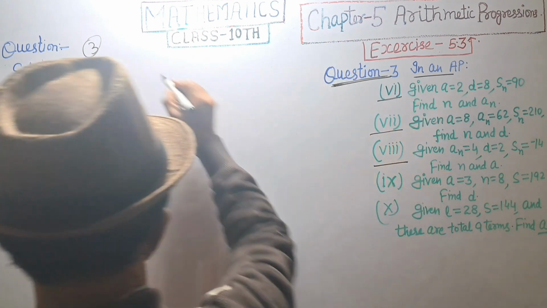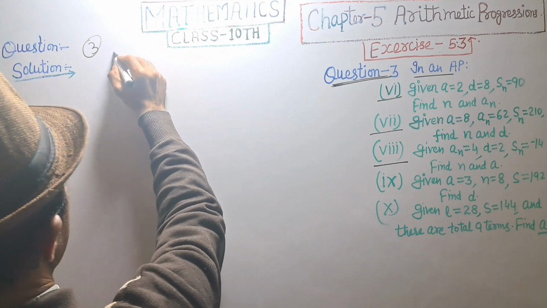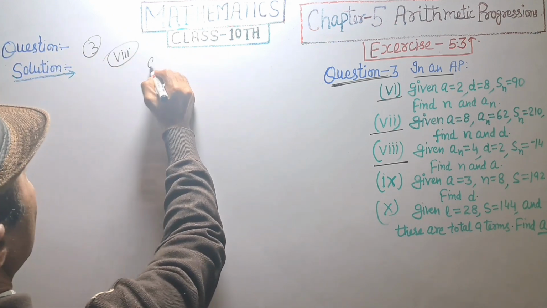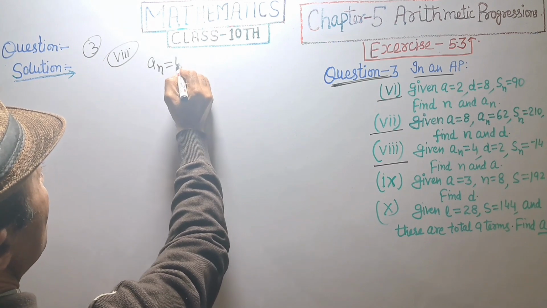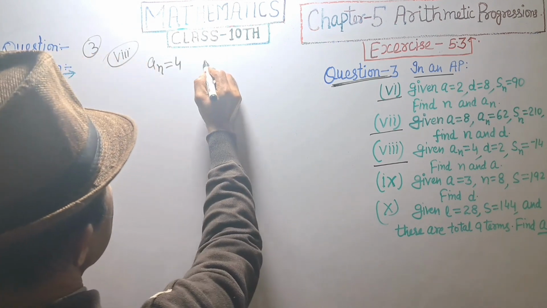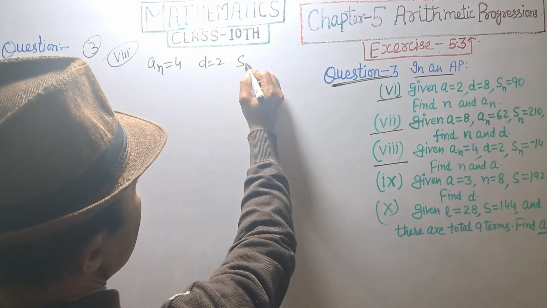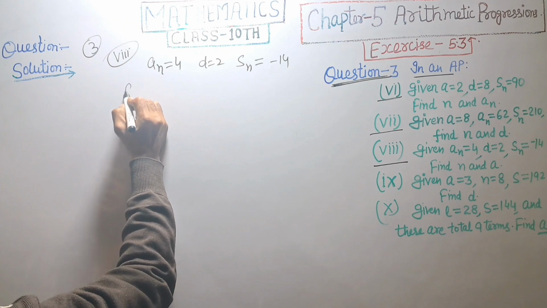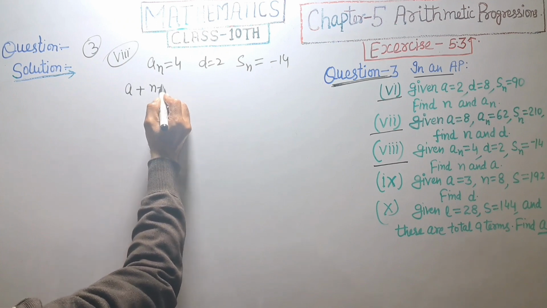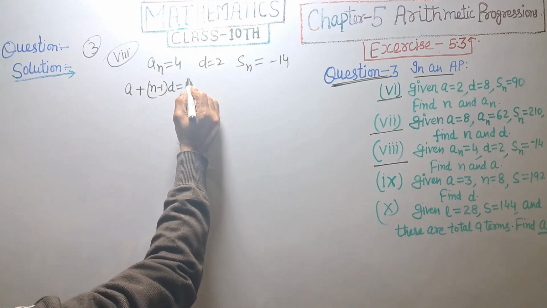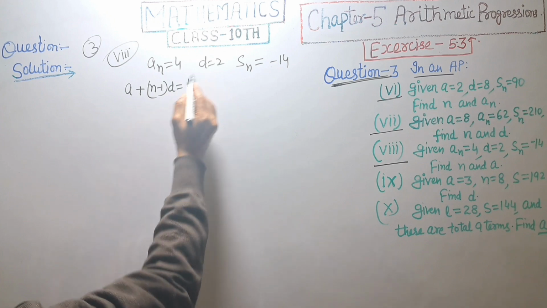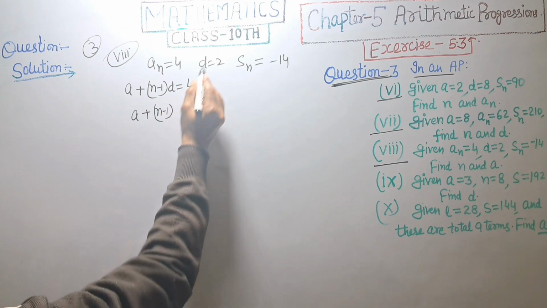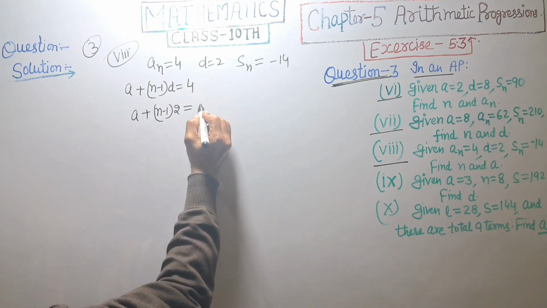Question number 3, 8th part. An is equal to 4, d is equal to 2, and Sn is equal to minus 40. An can be written as a plus n minus 1 into d is equal to 4. A plus n minus 1 into d, which is 2, is equal to 4.